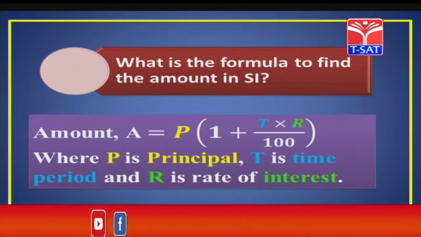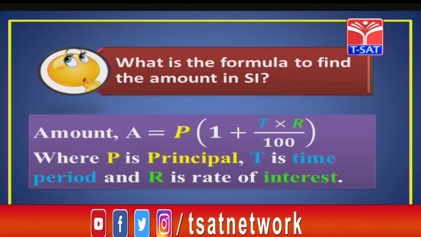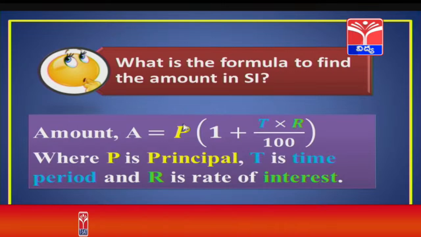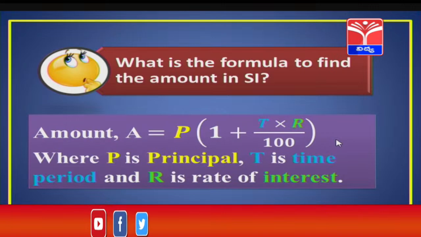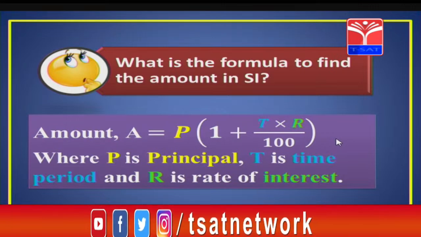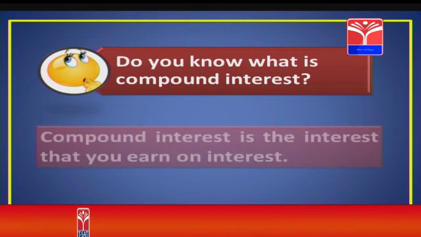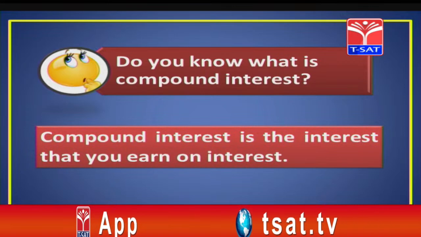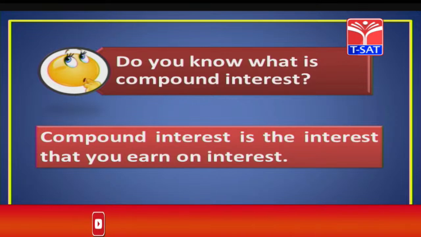So, children, what is the formula to find the simple interest? Yes, it is A is equal to P into 1 plus T into R by 100, where P is the principal, T is the time period and R is the rate of interest. So, this is the formula to find out the amount when we are using simple interest. Okay, children. But do you know what is meant by compound interest? Yes. Compound interest is nothing but the interest that you earn on the interest. So, that means the interest is going to earn some more interest for you, that is nothing but compound interest.